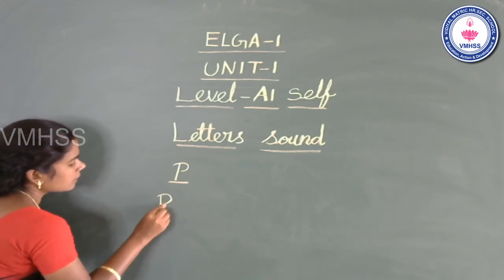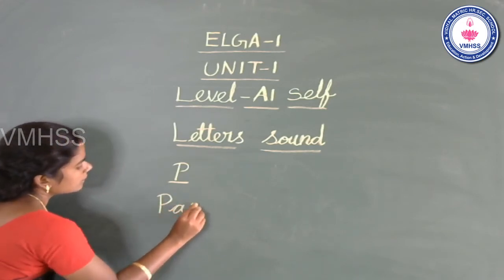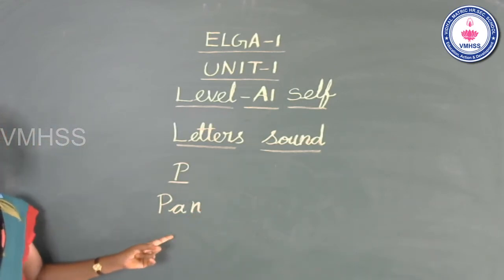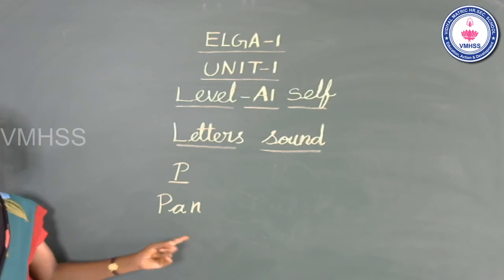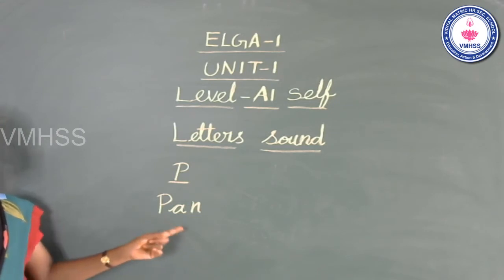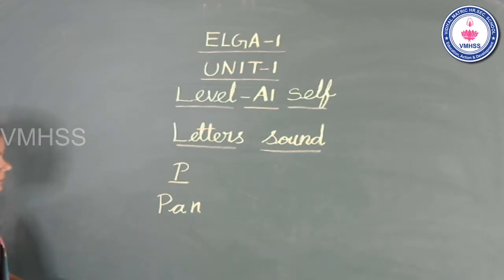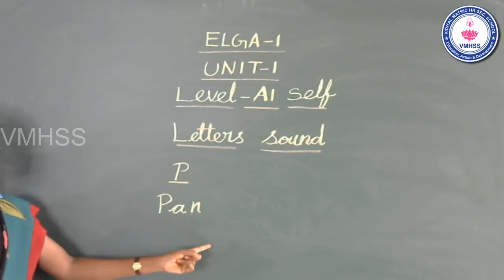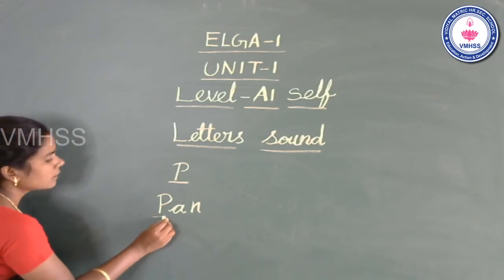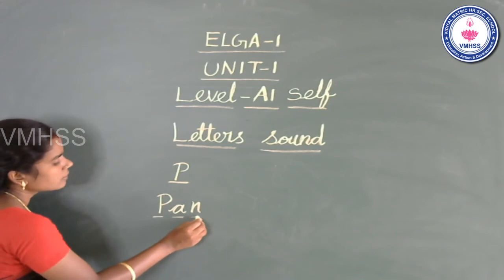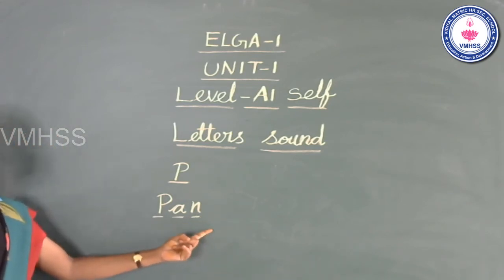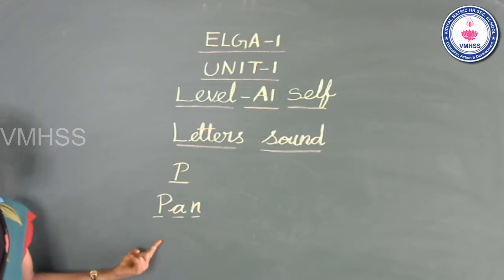Three letter words: the beginning sound, middle sound, end sound. Okay, students. For example, pan. First one beginning sound, next middle sound, next end sound.